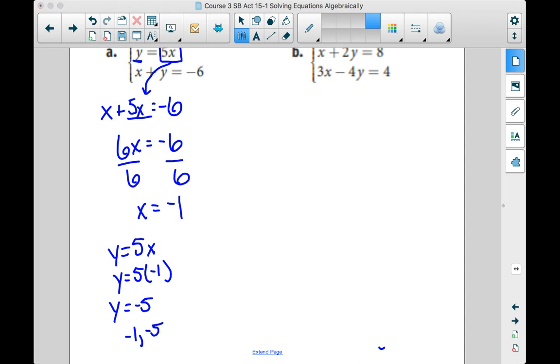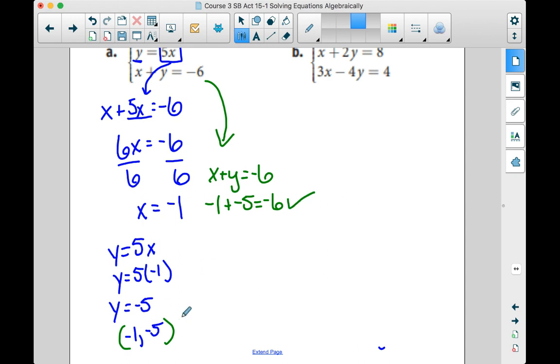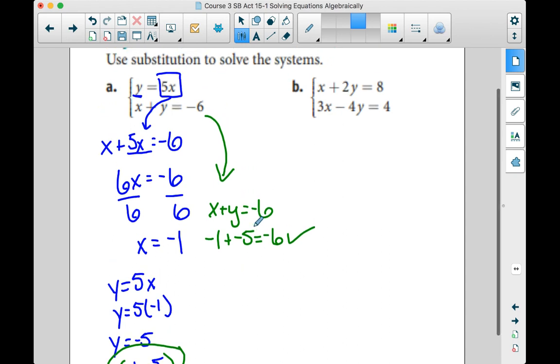Just change colors here real quick. My second equation is, just pull it over right here, x plus y equals negative 6. I just pulled that. That's my second equation. Now I'm going to take my value for x, which is negative 1, plus my value for y, which is negative 5, and that equals negative 6. It checks. At that point, I'm going to make sure I circle my answer because I've got a lot of work going on, and that helps me organize it and be able to find it.